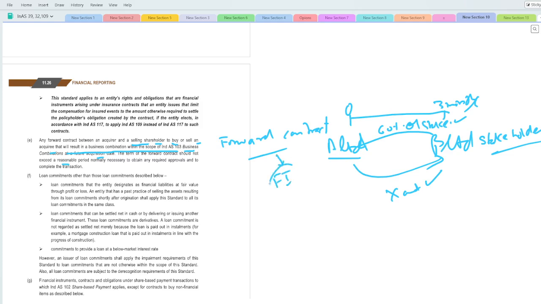Now the scoping out it is talking about, because for this particular accounting, for this particular contract, Ind AS 103 is there. That is a business combination. So that is a scoping out. Correct. The loan commitment other than the loan commitment described below.